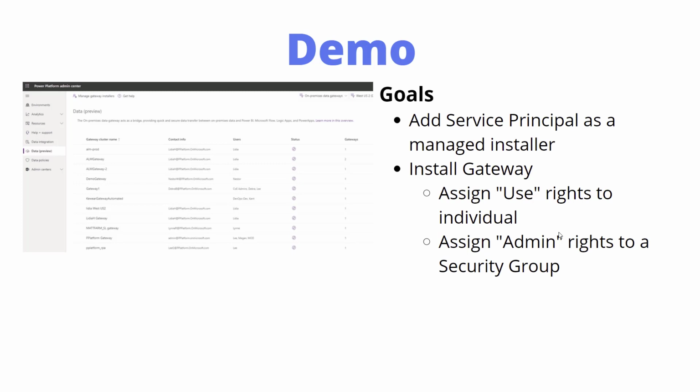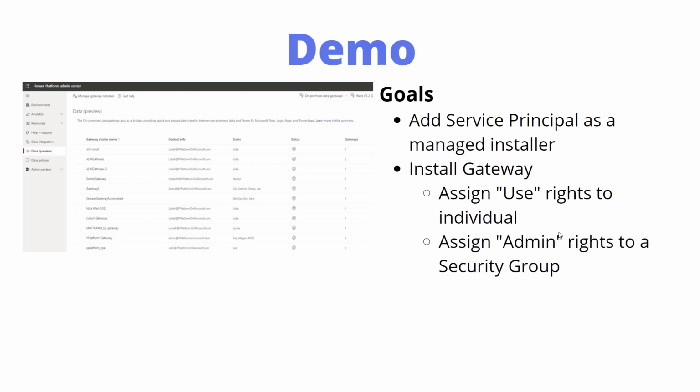Okay, so think about this. We have a user, let's call them Tom, and we want Tom to be able to use this gateway. We don't want them to own it. We don't want them to be able to administrate it, but we want to let them connect to SQL Server in this instance. As a result, we can assign the individual use rights. If we're talking about RPA, we could assign the UI flows permission for them to be able to use the gateway for desktop automation.